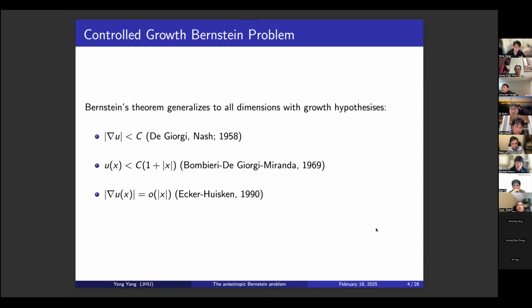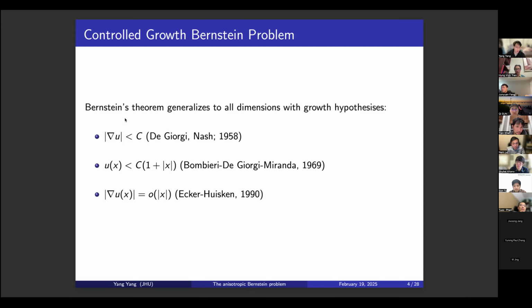So at this point, it's natural to ask if one can add some additional conditions so that the Bernstein theorem still holds. And indeed, there are some natural candidates one could impose, for example, some growth conditions. First, if the gradient of u is globally bounded, then u has to be linear. This is because if the gradient of u is globally bounded, then the equation becomes uniformly elliptic in this case, so the Harnack inequality of De Giorgi and Nash can be applied.